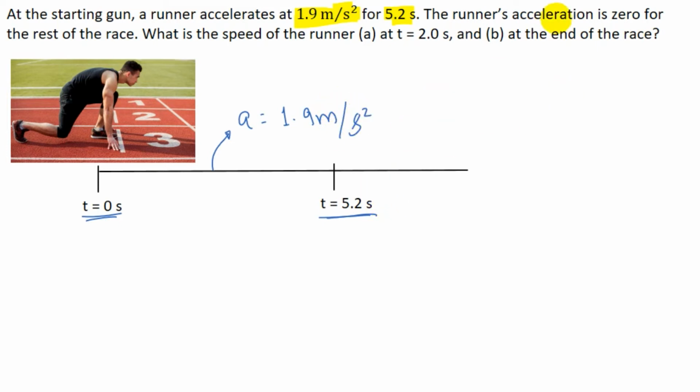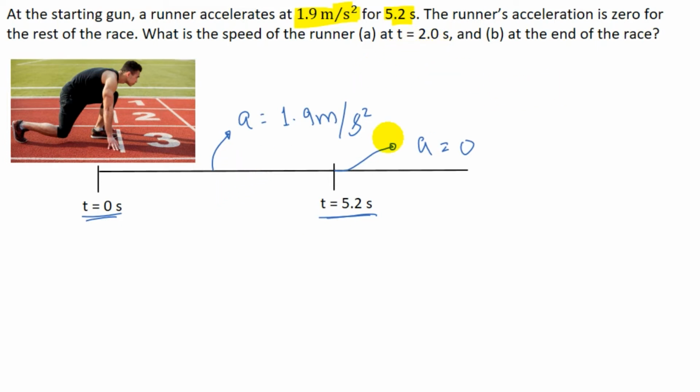Now the runner's acceleration is 0 for the rest of the race. So after 5.2 seconds the acceleration becomes 0. Acceleration becoming 0 doesn't mean that the velocity or the speed becomes 0. Now there are two parts that we need to solve. In the A part we have to find the runner's speed at time t equals 2 seconds.